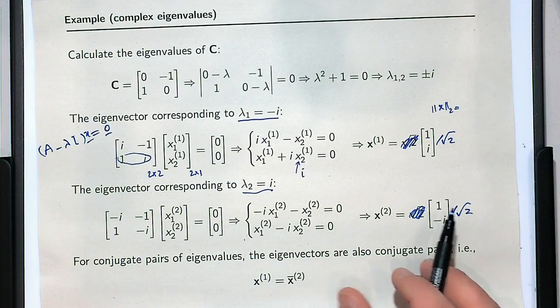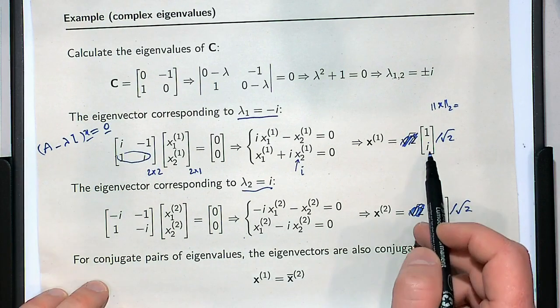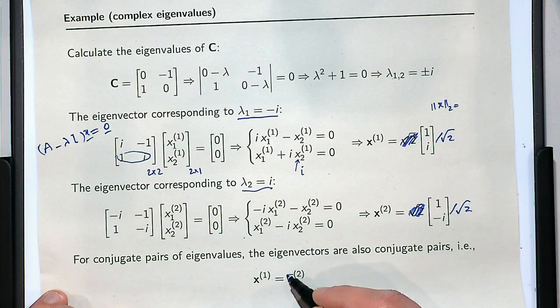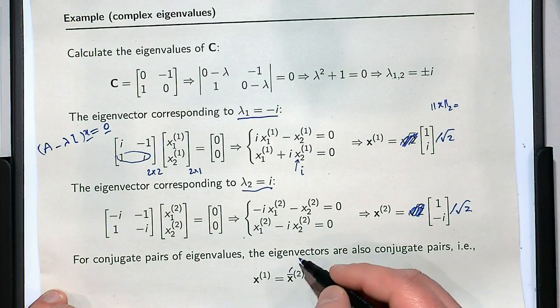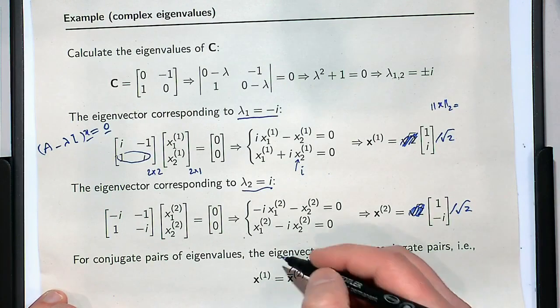For the conjugate, you just keep the real part as it is and change the sign of the imaginary part. So 1 is the same, but the imaginary part was 1, and here it is minus 1. This overline here also shows the complex conjugate.